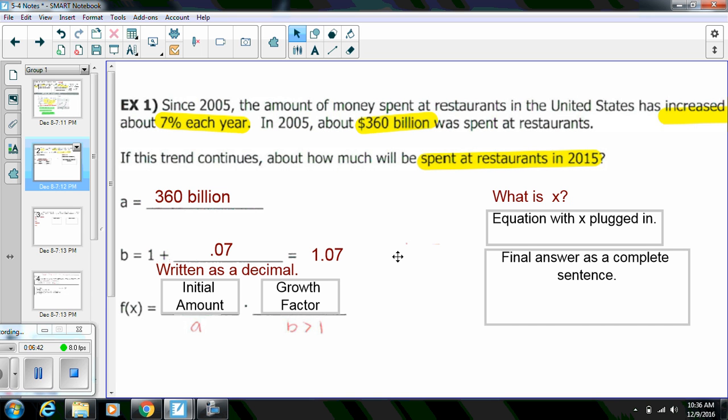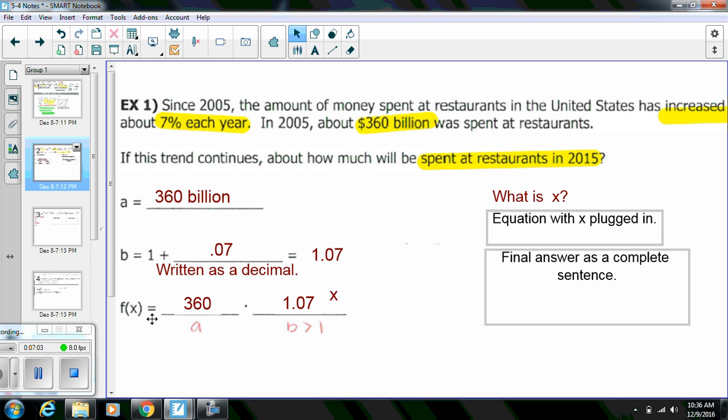So now I'm going to combine this, and we're going to get an equation. My initial amount goes in the first slot, and my growth factor goes in the second with an exponent of x. So we have an equation of f of x equals 360 times 1.07 raised to the x exponent.